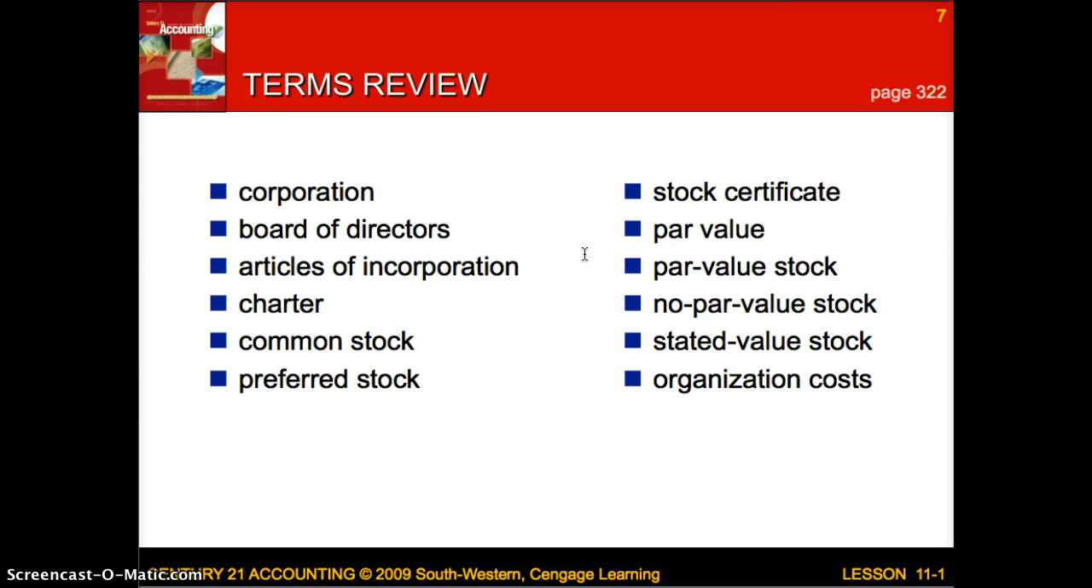Things you need to know for 11.1: corporation, board of directors, articles of incorporation, charter, common stock, preferred stock, stock certificate, par value stock, no par value stock, stated value stock, and organization costs. The only thing we did not go over is this charter. You can look on page 319. Lamplight's charter is its legal authorization to begin a business in the name of the corporation. So charter is just the authorization you need to start a corporation.